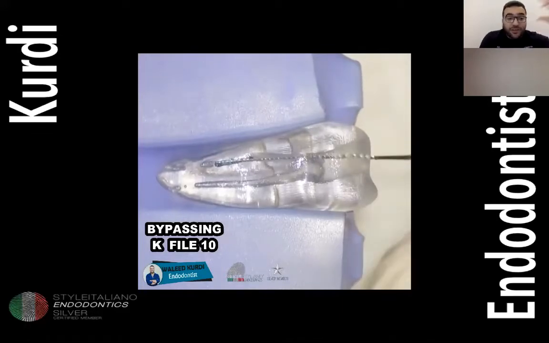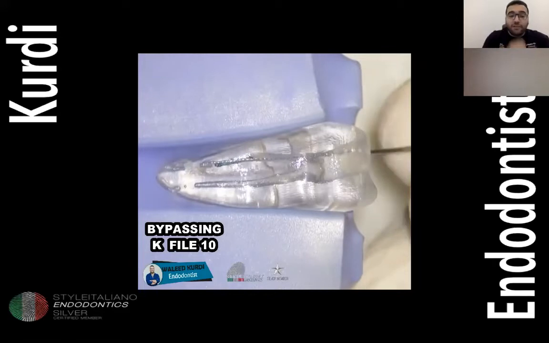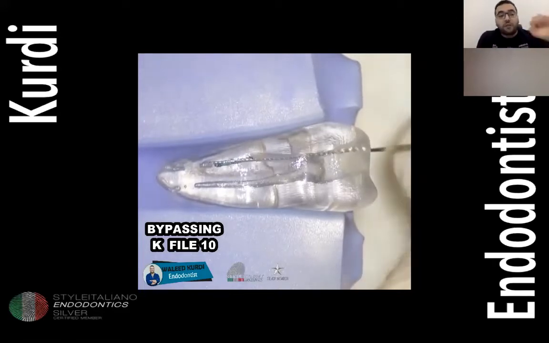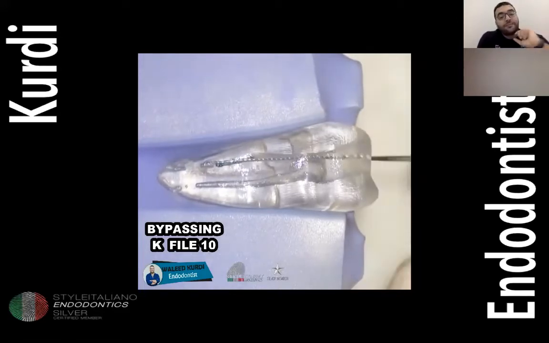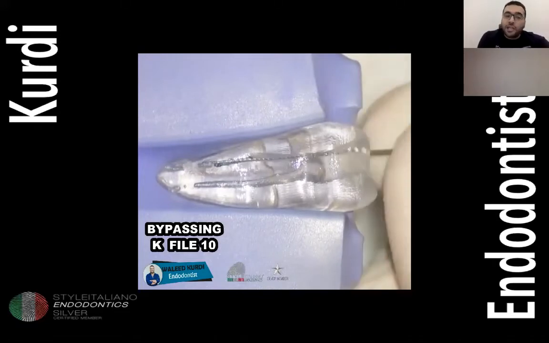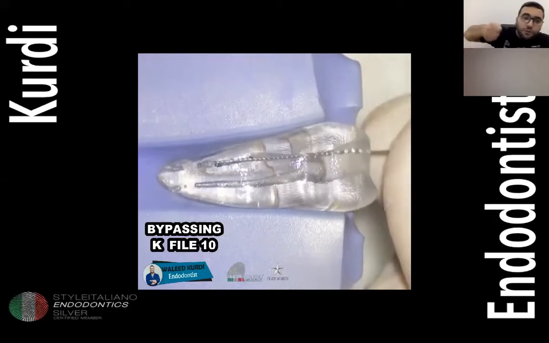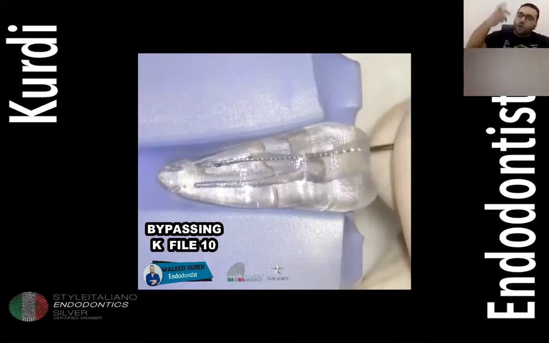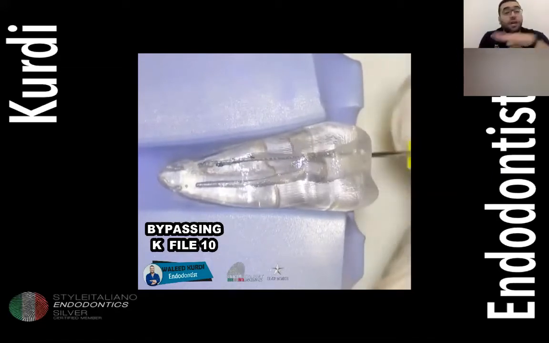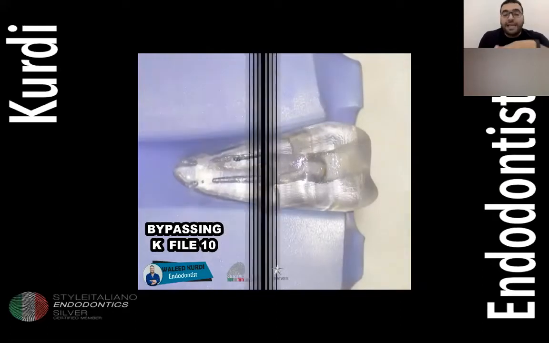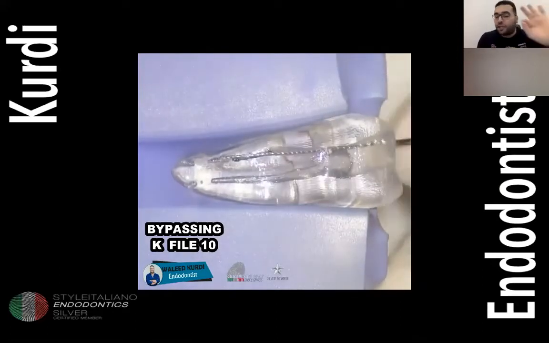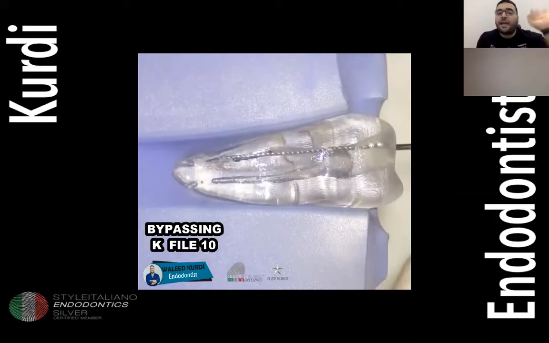Go out, do some irrigation. Now you can see we start again with the file, but we cannot reach. It's not easy to push more or to advance inside the canal. Do not push your file. Do not apply any kind of force, just work with watch winding motion until you can.